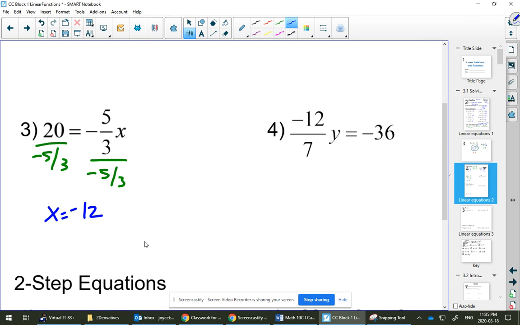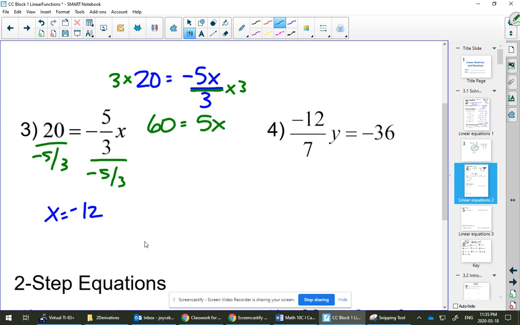Now another way to do this question is to look at it as a two-step problem. So we could have 20 equals negative 5x divided by 3. Then we're looking at these as separate operations. We're looking at the negative 5x being multiplied and then dividing by 3. So our first step is to get rid of the divided by 3. And so we're going to multiply by 3, which gives me 60 equals negative 5x. Then we'll divide by negative 5. And 60 divided by negative 5, sorry, I missed my negative, is negative 12.